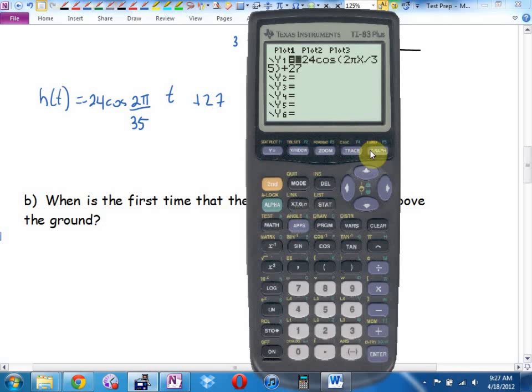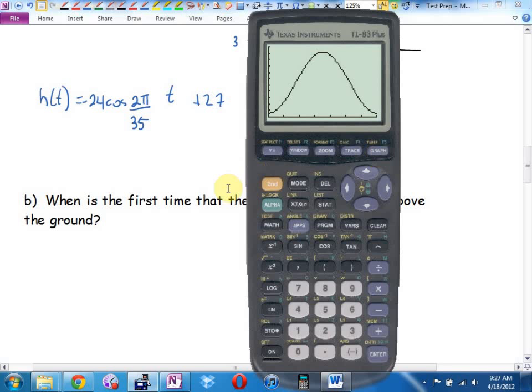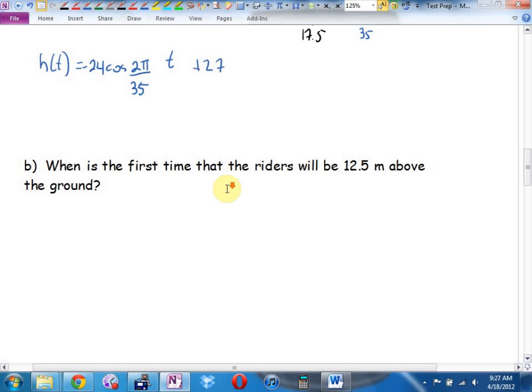Are we happy now? Yes? All right. Nicole, what's the first time that the riders will be 12.5 meters above the ground? All of you, find this. I'm not going to tell you how. Do it.